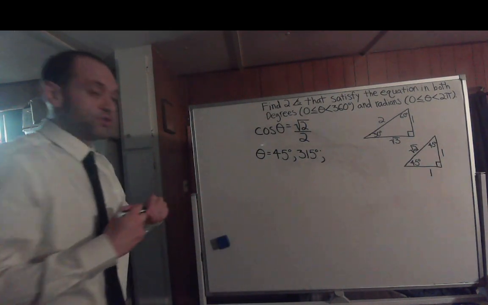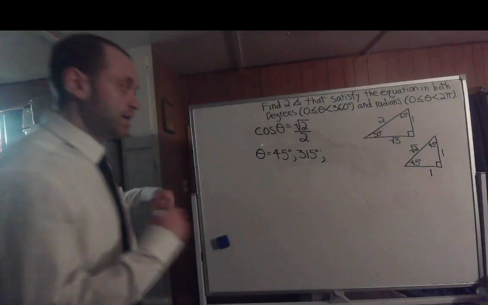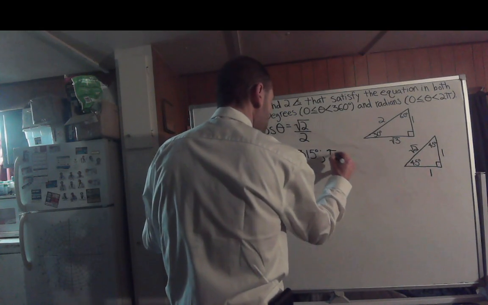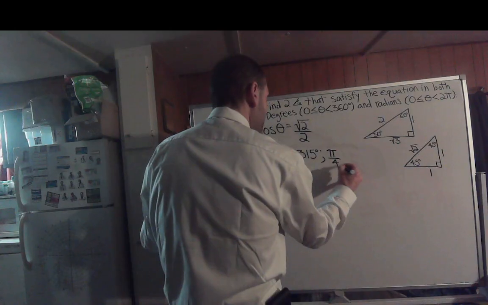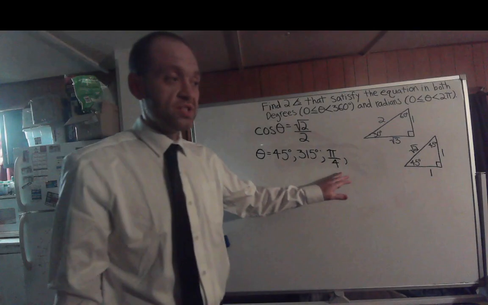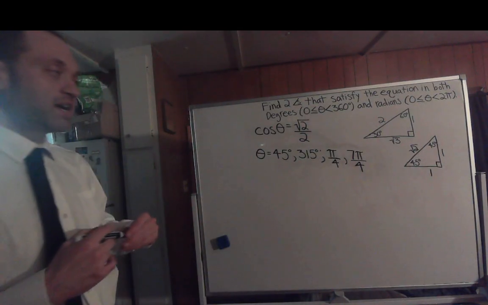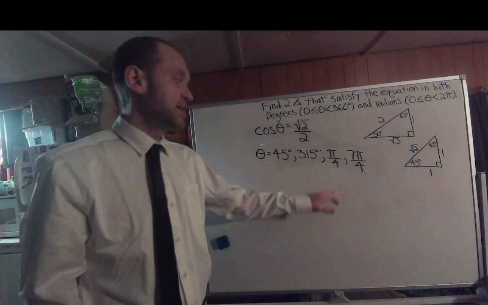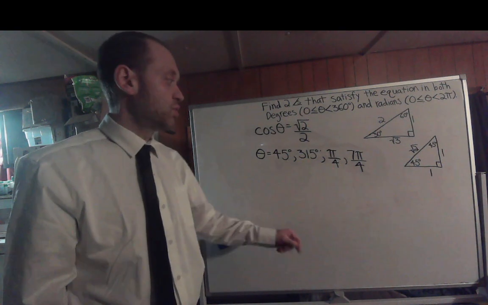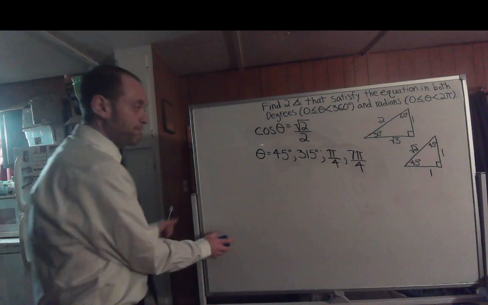Now, those are your degree measures. What about your radians? So 45 degrees in radians, that's pi over 4. And then to get your fourth quadrant radian measure, take that pi over 4, subtract it from 2 pi, you should get 7 pi over 4. So the angles that would satisfy theta are 45 degrees and pi over 4 radians, or 315 degrees and 7 pi over 4 radians.